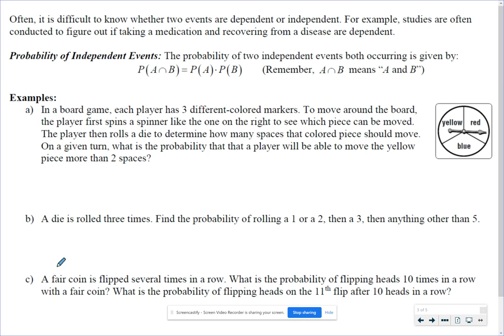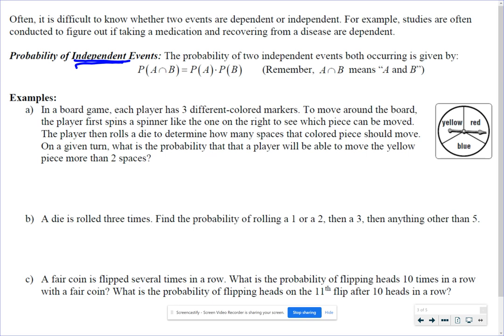Okay, so the probability of two independent events. This is an important idea right here. We have two independent events, A and B. The probability of A and B happening is the product of the probability of A times the probability of B. Remember that intersection symbol is an and. So the probability of A and B equals the probability of A times the probability of B if the events are independent. So underline that word independent. This is called the multiplication rule of probability because it's multiplication.